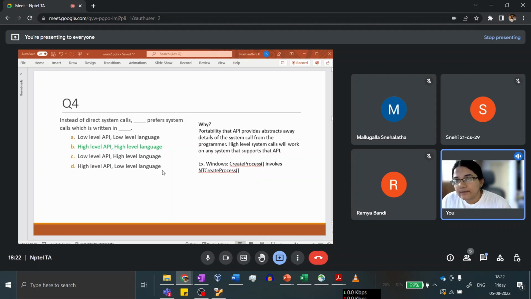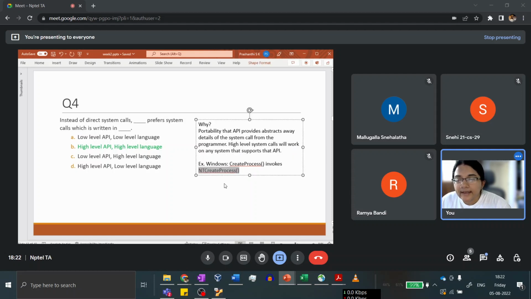So let's first think about why this might be the right answer. So for instance, let's say you want to create a new process, right? And at this point, there is a system call which is written in very low level language, which is very close to the operating system. For instance, here the example is NtCreateProcess. Now, when you are writing high level code, let's say you're writing some Java code, if you have to call this system call directly, then you are sort of tied down a lot more to the implementation of it, to the details of it, right? But if you had a higher level call like CreateProcess, then you need not be bothered about the details of the exact system call. You can just call this, and this internally will take care of passing the right parameters to the underlying low level system call. So which is why high level APIs prefer system calls which are written in high level language.